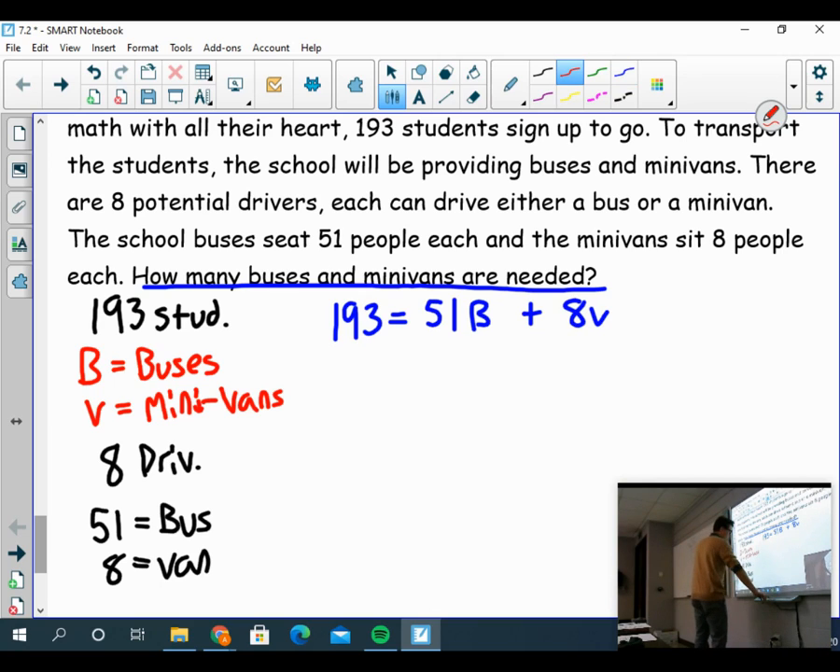Okay? So we've done the 193. We took care of the 51 per bus and the van. But now we need to look at these 8 drivers. What does that mean? Well, we have this qualification that there are 8 potential drivers.